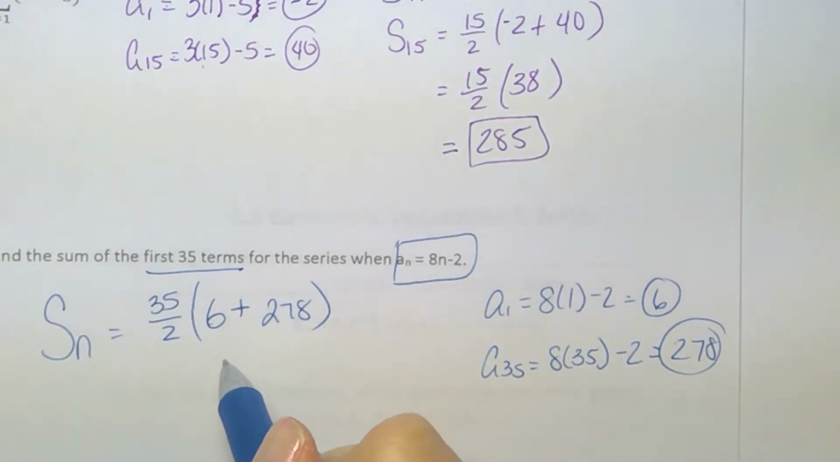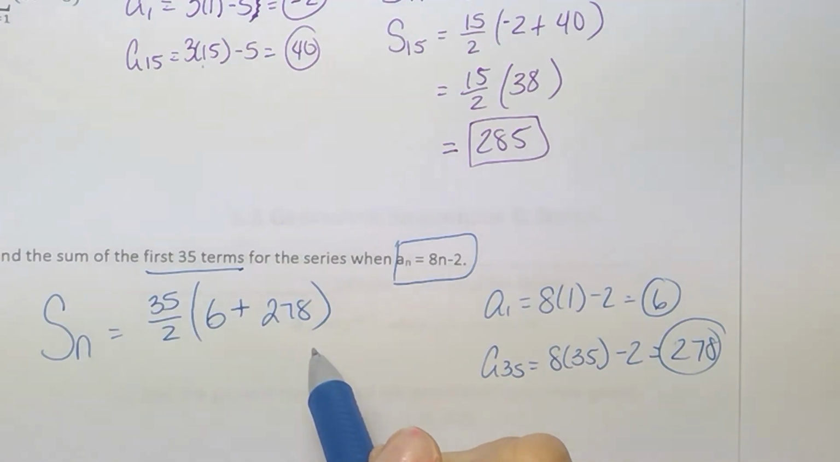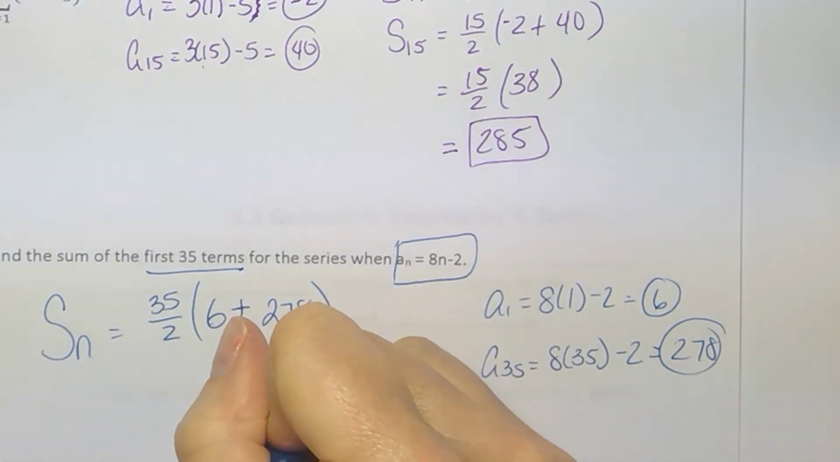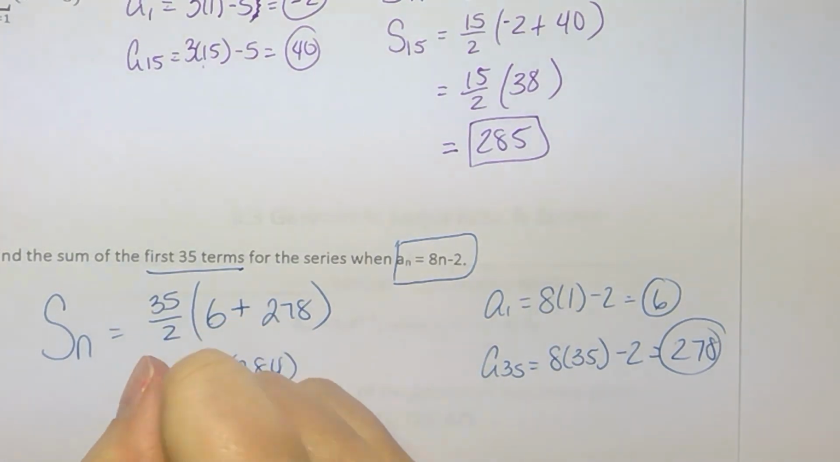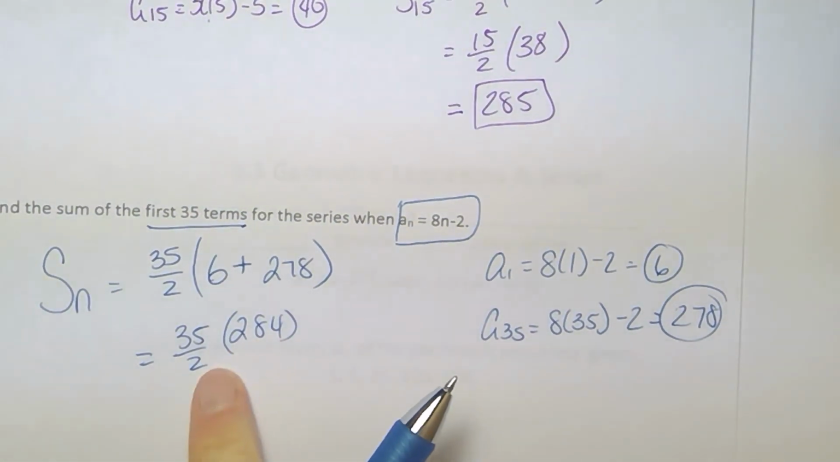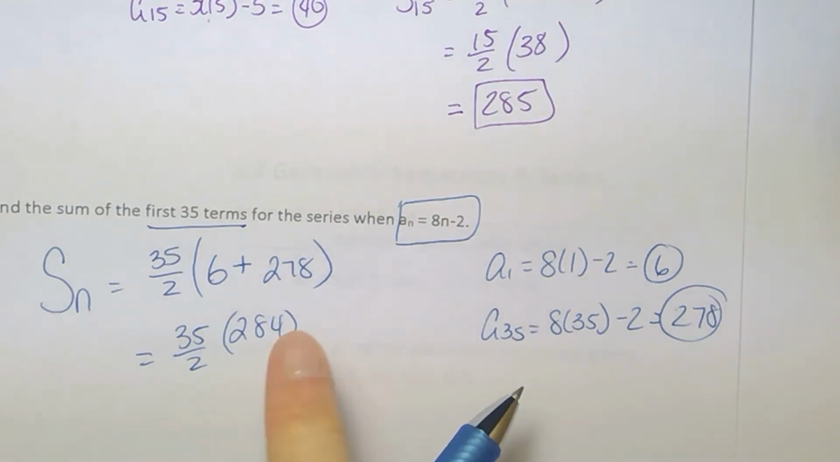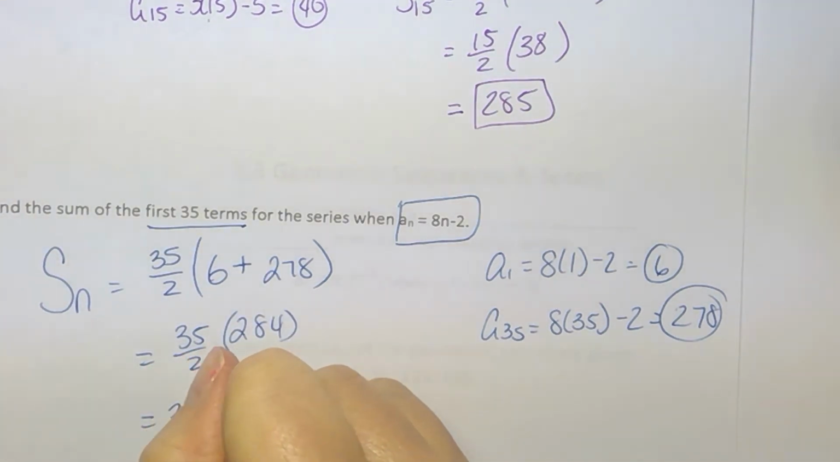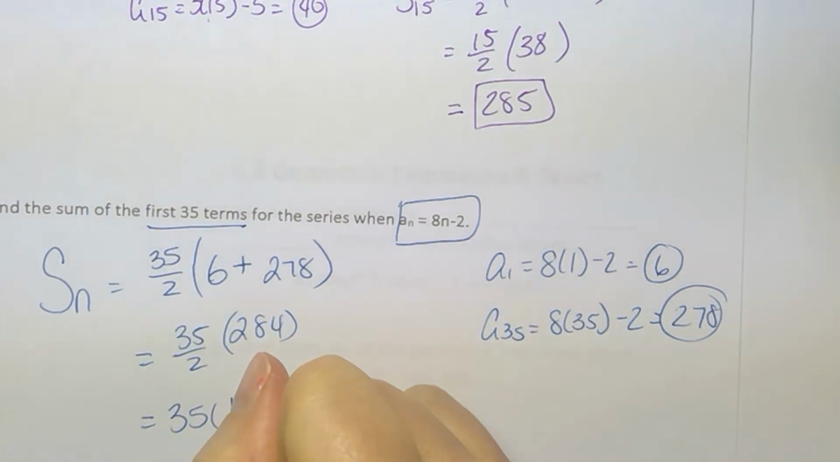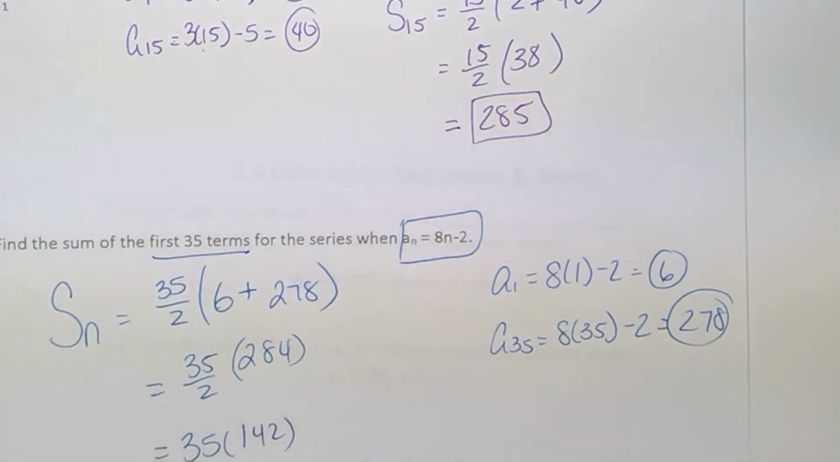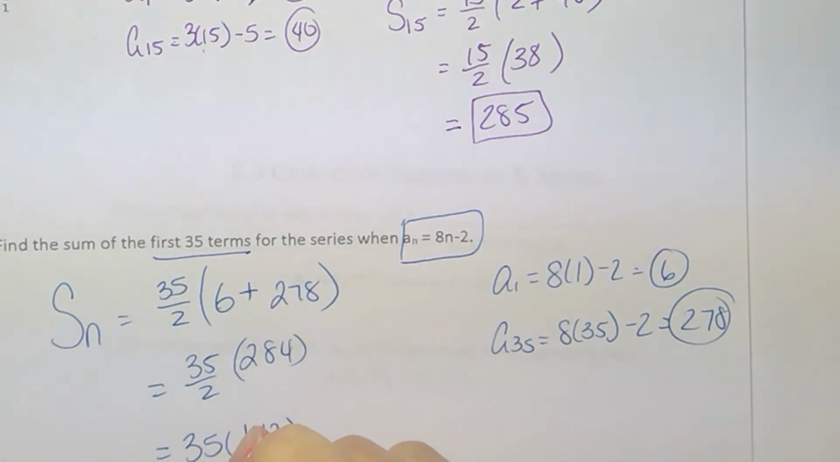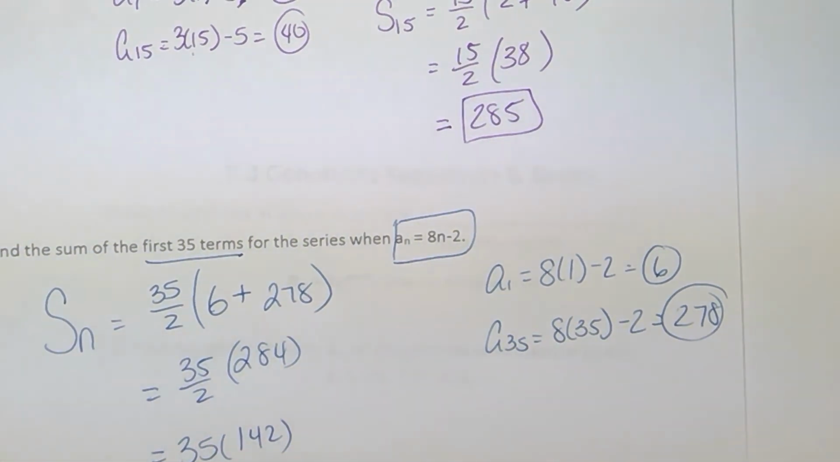And 6 plus 278 is 284, times 35 over 2. Well, half of 284 is 142. So that sum is going to be 35 times 142. However I want to work that out, I should get a sum of 4,970.